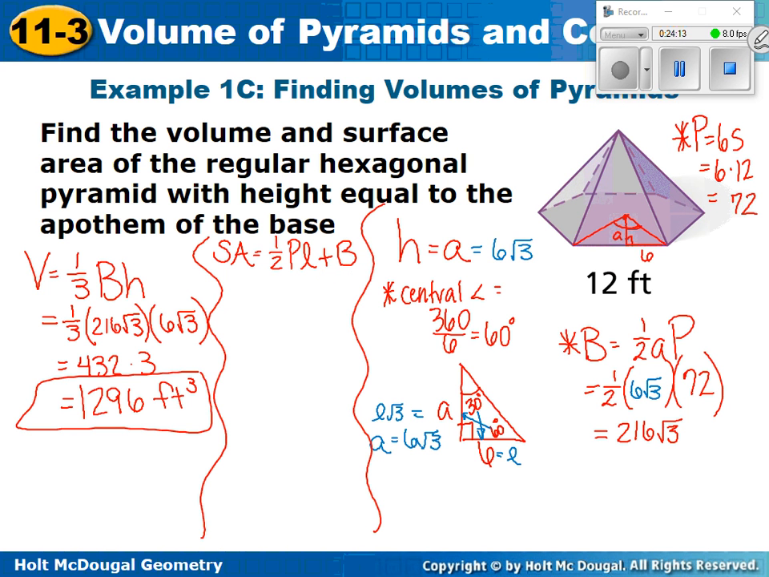The great thing is we already know capital B. And if you do your work neatly over to the side, you don't have to stress about finding it. You already know it's 216 square roots of 3. We also already know our perimeter. If you did your work over to the side, what do you have for your perimeter? 72. So the only thing we're missing here is our slant height.